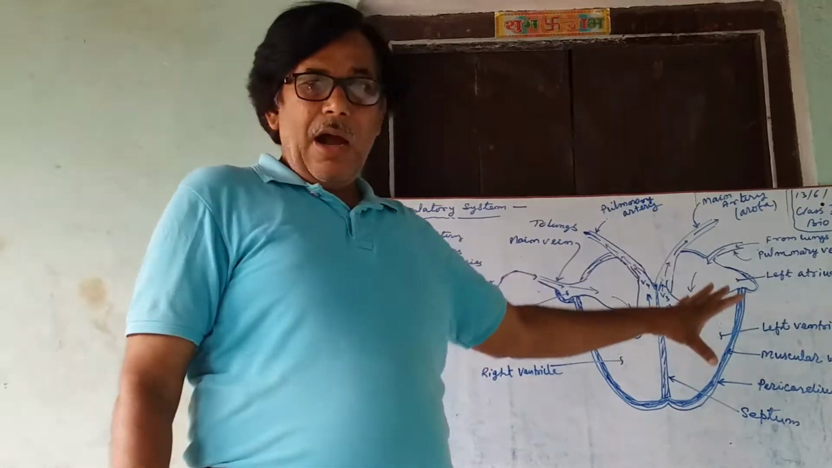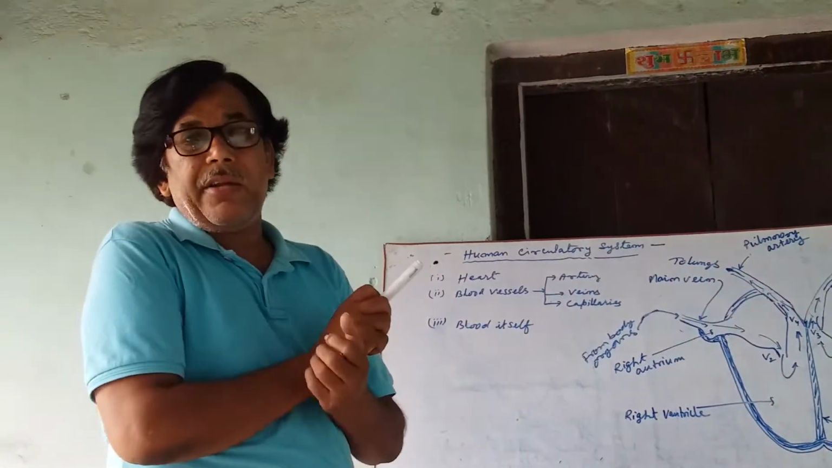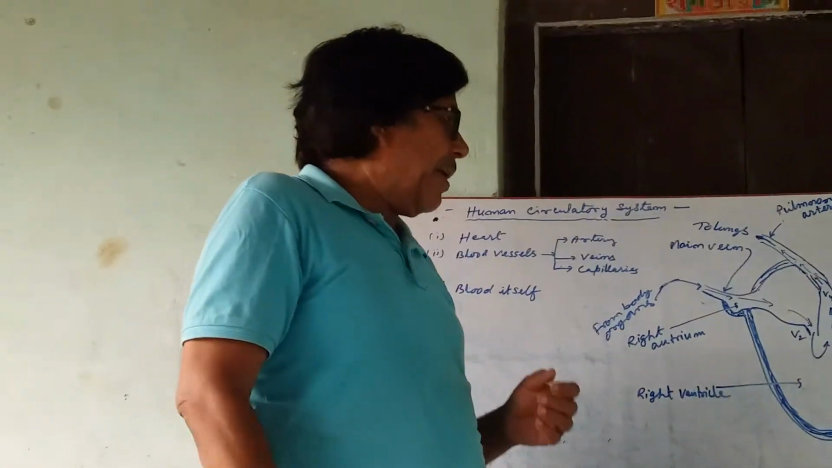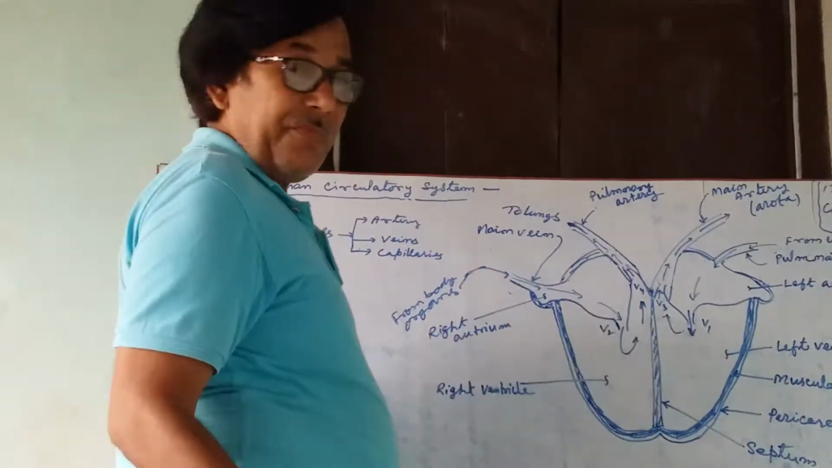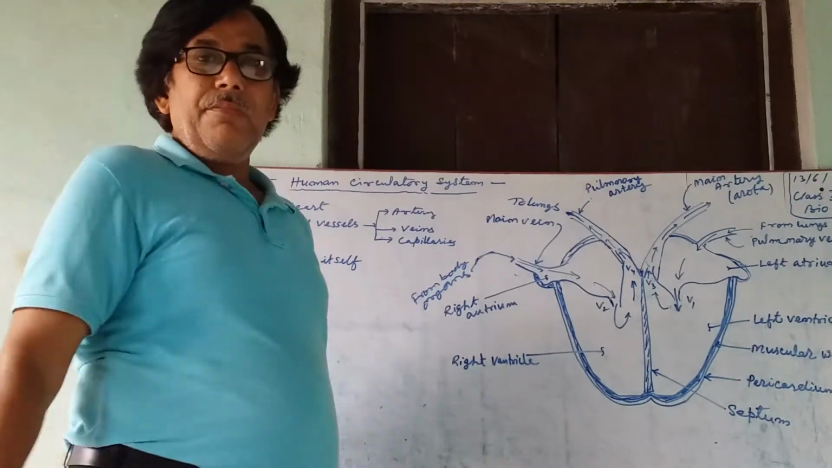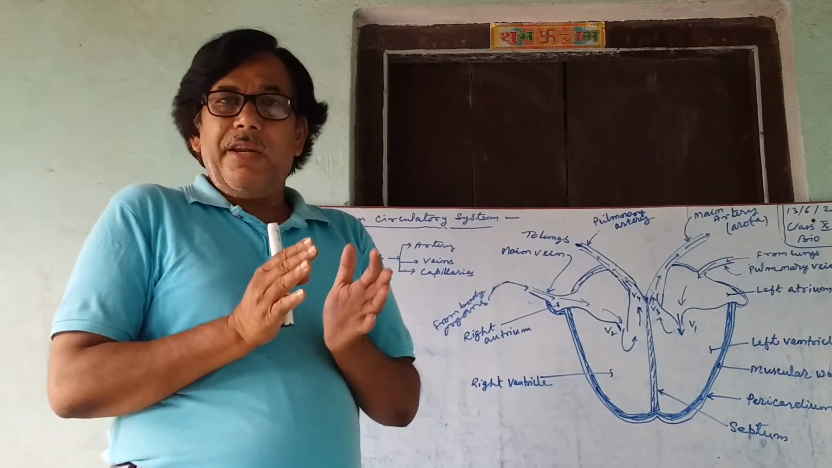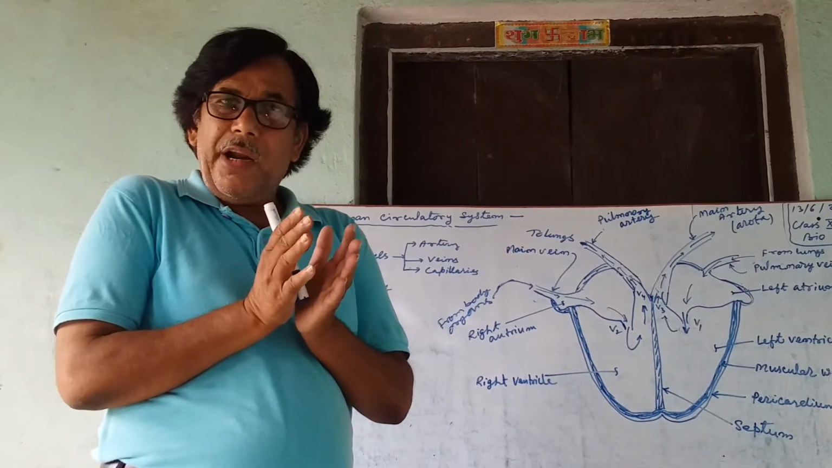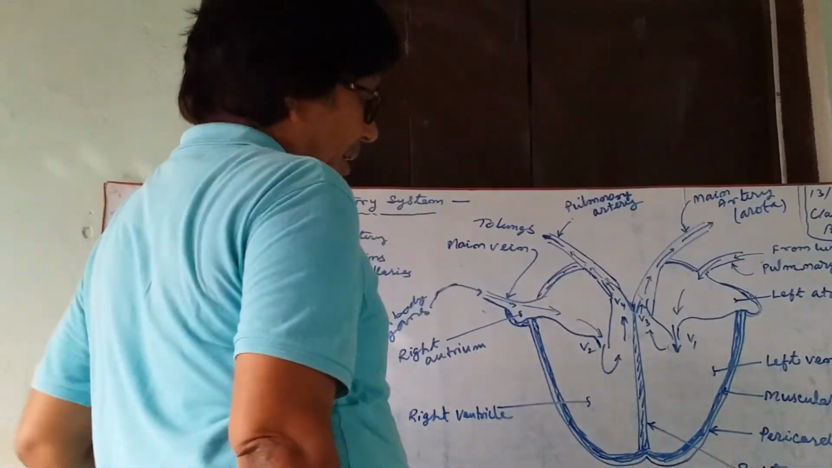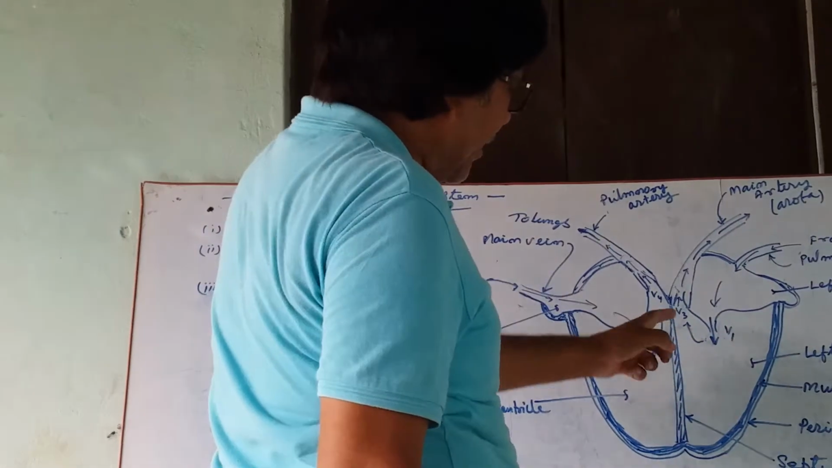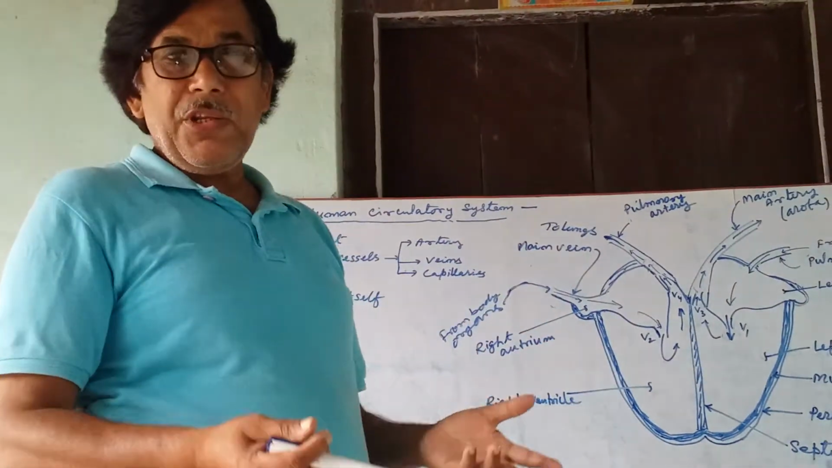How does it work? First, when the heart contracts, it sends the oxygenated blood. Keep in mind, the heart muscles cannot expand. They can only contract and relax. When it contracts, valve 3 opens and oxygenated blood is pushed through the main artery toward the body cells.